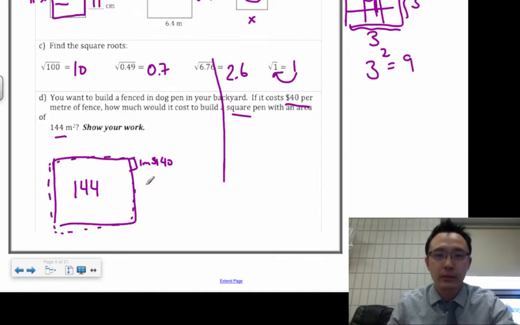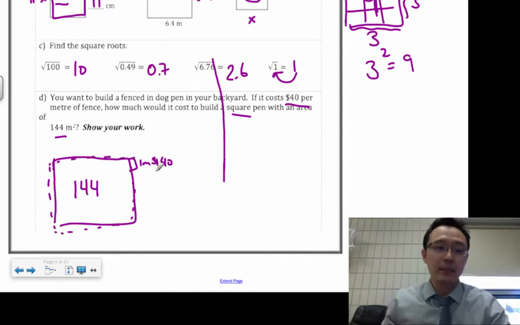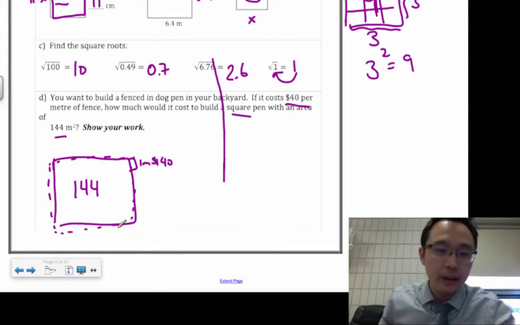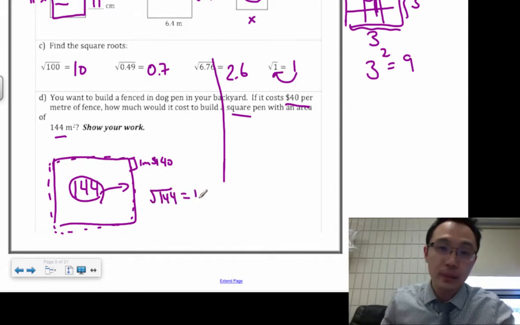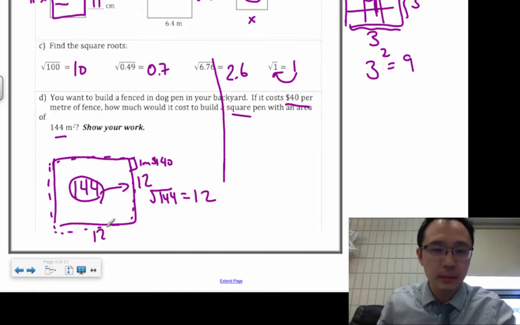So in order to do this, you have to figure out the sides. We have the area. To get the side, we need to find the square root. So the square root of 144 is 12. 12 times 12 is 144. So one side is 12, this side is 12 because this is going to be a square. 12 and 12. So now how much is the cost?